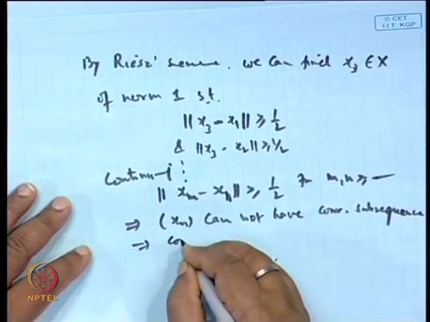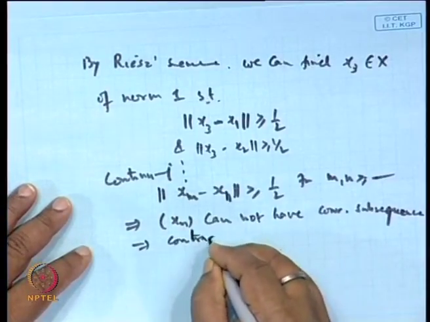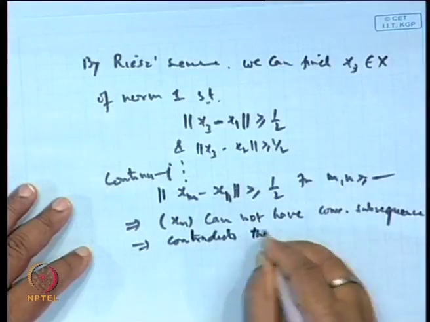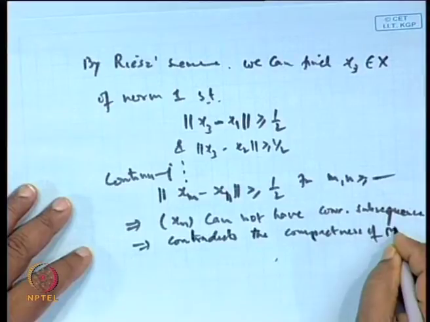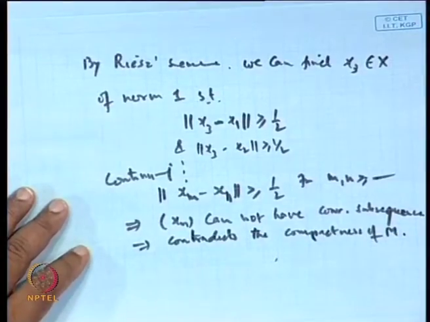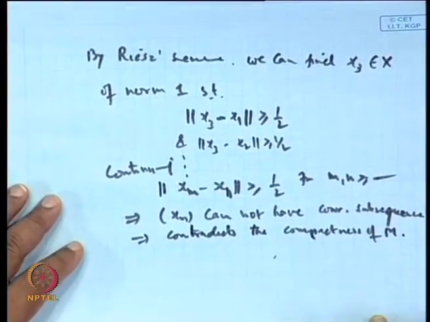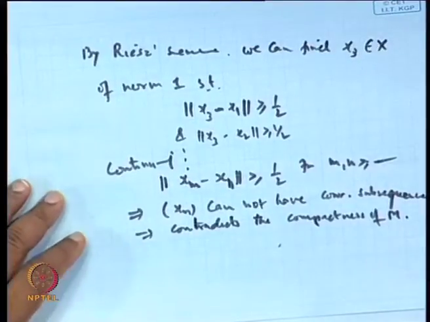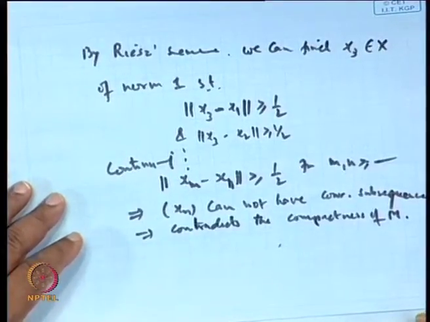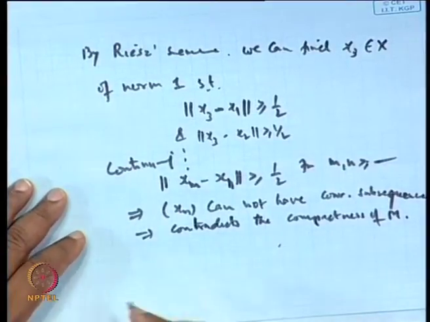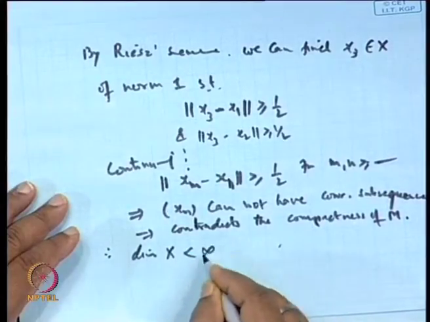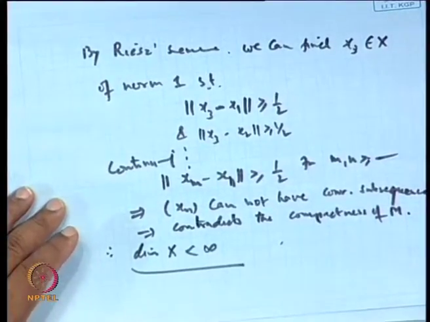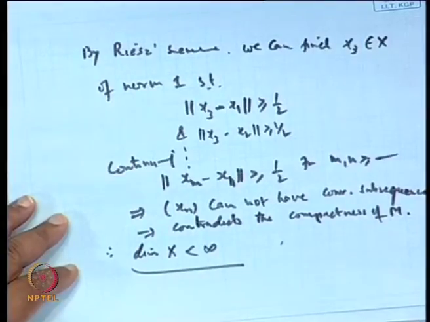So this contradicts the compactness of M. Hence, our assumption, that X has infinite dimension, is wrong. That is, the dimension of X must be finite. That is what we exactly wanted to prove. So this is compactness.